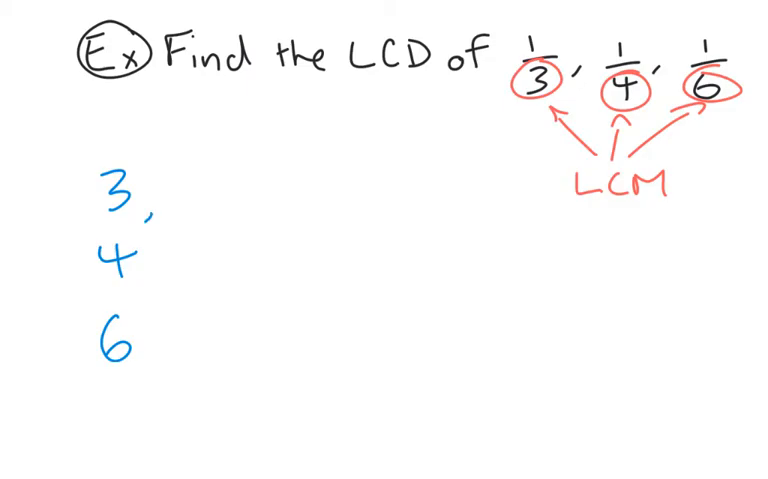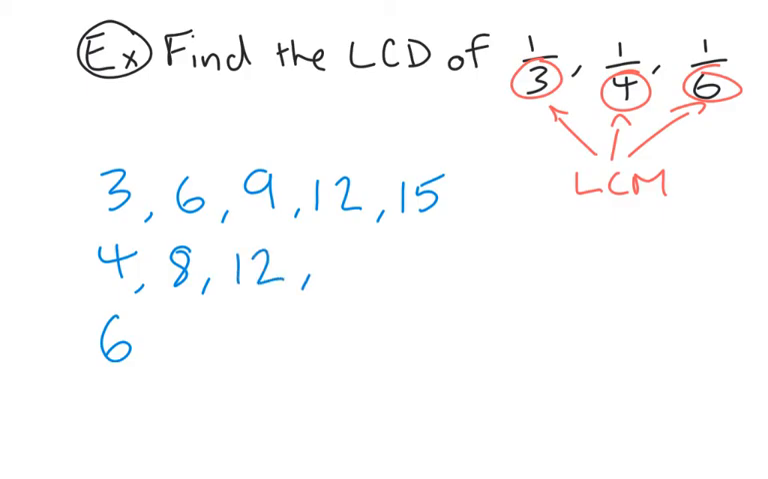Let's start with 3. 3 plus 3 is 6. 6 plus 3 is 9. 9 plus 3 is 12. 12 plus 3 is 15. We're going to stop there for now, and we're going to move on to 4. 4 plus 4 is 8. 8 plus 4 is 12. 12 plus 4 is 16. 16 plus 4 is 20. Again, we're going to stop there.